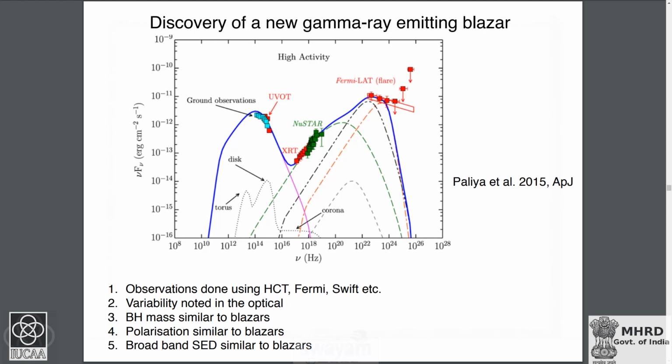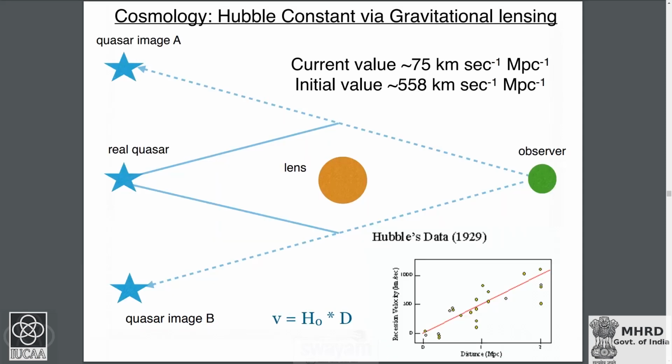broadband spectral energy distribution. And if you see this distribution, we clearly see a 2-hump structure, which is a characteristic property of blazar, and this observation led to the discovery of a new gamma ray emitting source. So, the message I want to convey is that timing observations will also help you to find new sources in the sky.